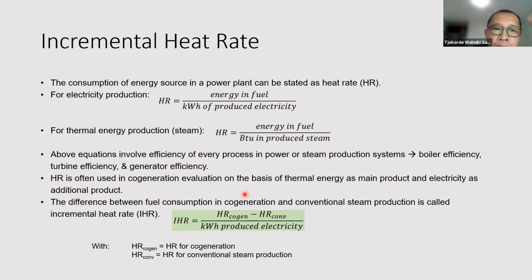And the difference between fuel consumption in cogeneration and conventional production system, steam production, is called incremental heat rate, IHR. So this is HR cogeneration. So this would be the value of HR that we obtain in the cogeneration configuration minus the heat rate that we obtain in conventional steam production, divided by the kilowatt hour of produced electricity. So this is the incremental heat rate. This quantity is used to evaluate how much saving we get by implementing cogeneration.